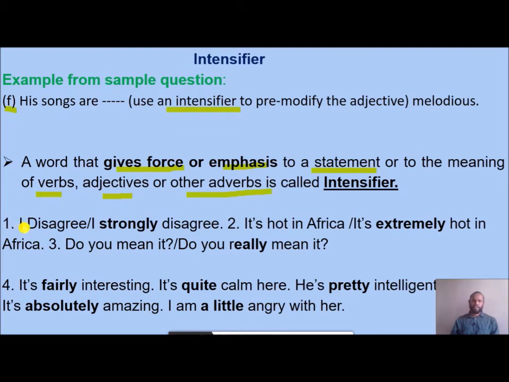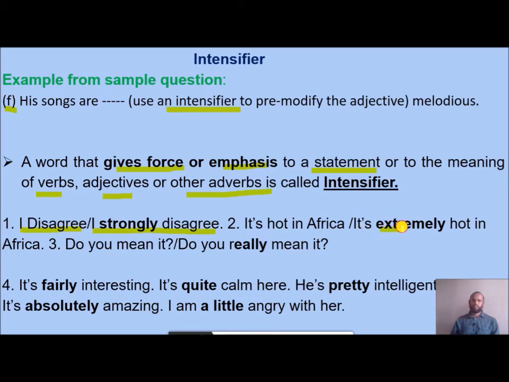So here are some examples for you. Let's read them. I disagree. You see, it's a statement. And I strongly disagree. It's also another statement. Between these two, I strongly disagree is giving us a more powerful meaning. So, it is hot in Africa, and another one, it is extremely hot in Africa. The second one is giving us a more powerful message.